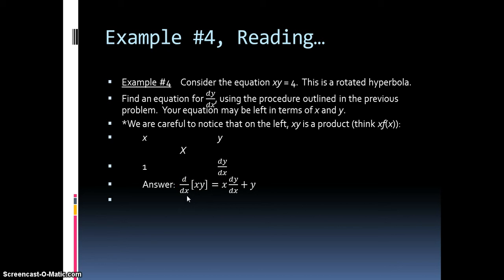Now, we're not done yet because we want to solve for dy dx. Remember, the other side of this equation was the constant 4. So basically, x dy dx plus y is equal to 0, the derivative of 4. In order to find out what dy dx is, we need to isolate it, just like we're solving an algebraic equation. We move the y over, make it a negative y, and we get dy dx is equal to negative y over x, which we can leave in that form.